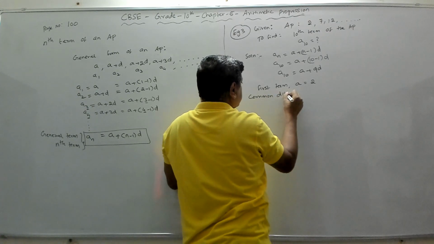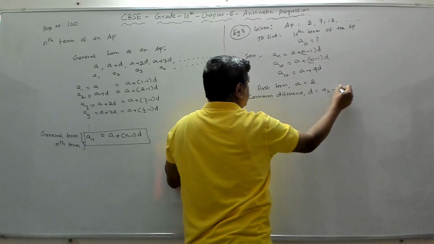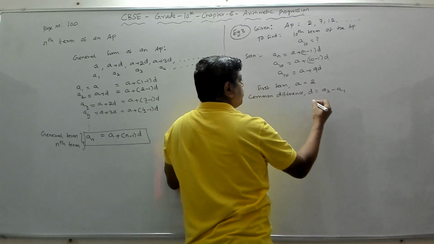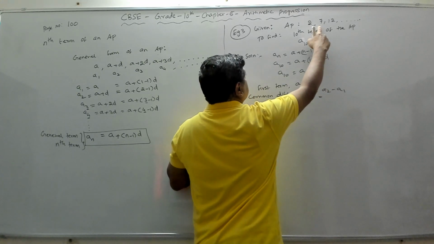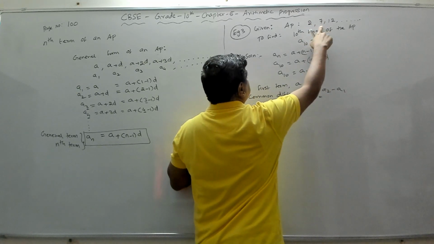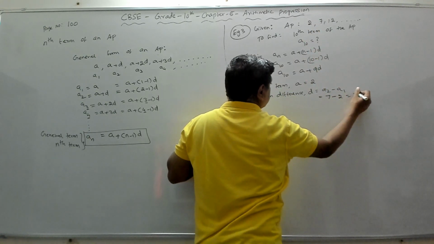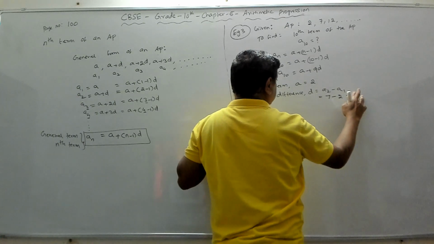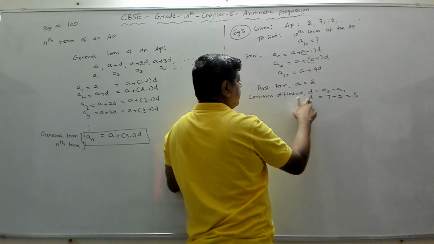Common difference, that is your d, that is a2 minus a1. And what is a2? a2 is 7, and a1 is 2. So 7 minus 2, which is 5. Fine. So we have found d also.